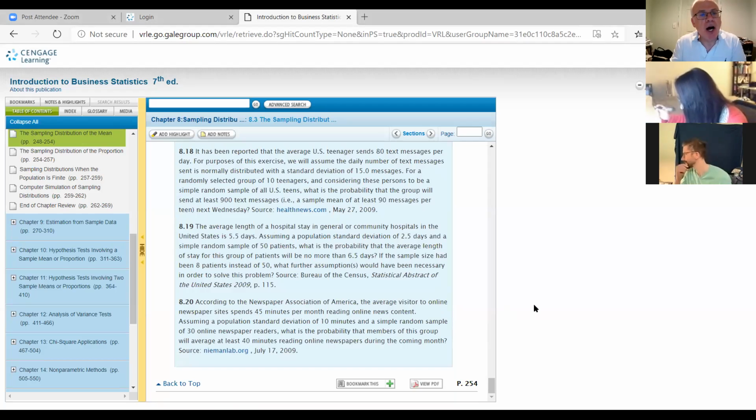The average length of a hospital stay in general or community hospitals in the United States is 5.5 days. All right, so that's your mean. Assuming a population standard deviation of 2.5 and a simple random sample of 50. So we got 5.5, 2.5, and 50. Immediately I go to my spreadsheet and plug in those numbers.